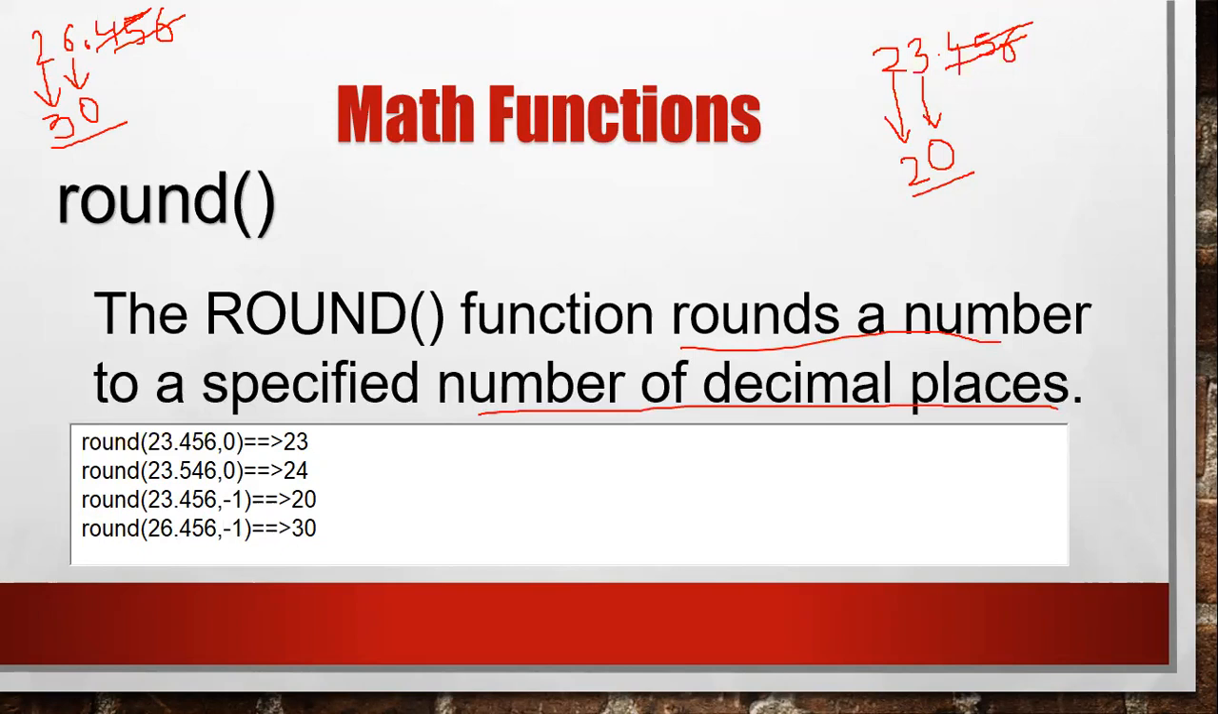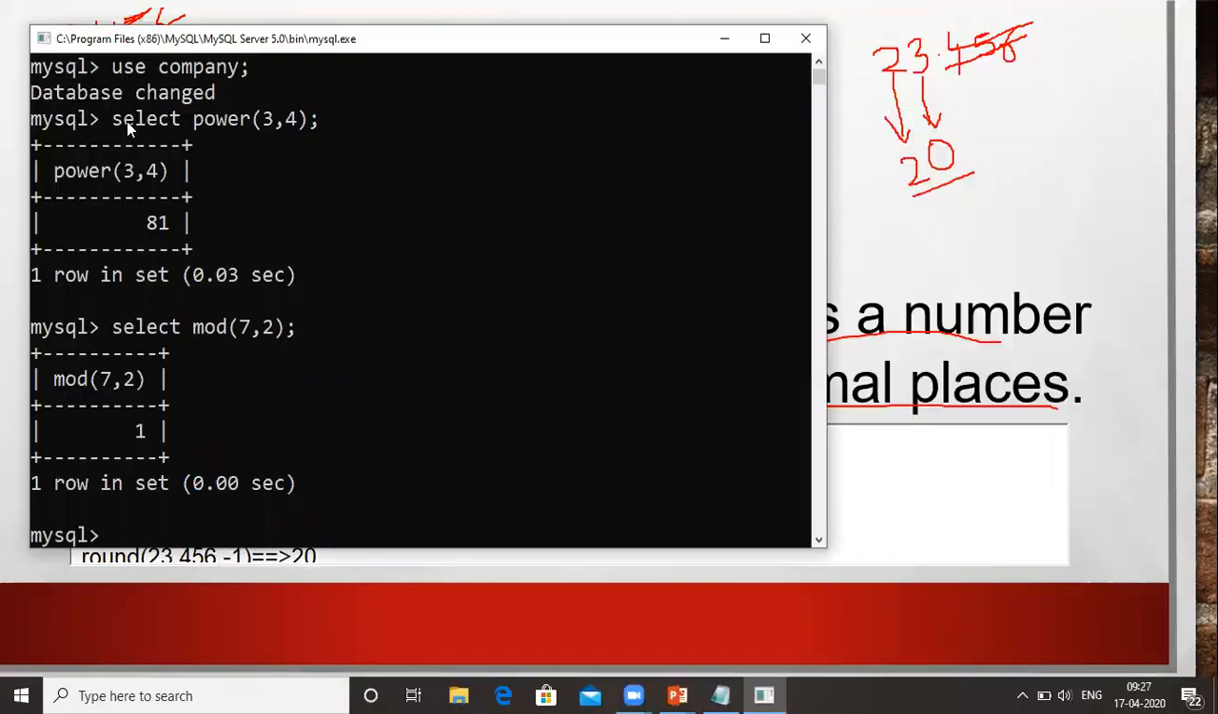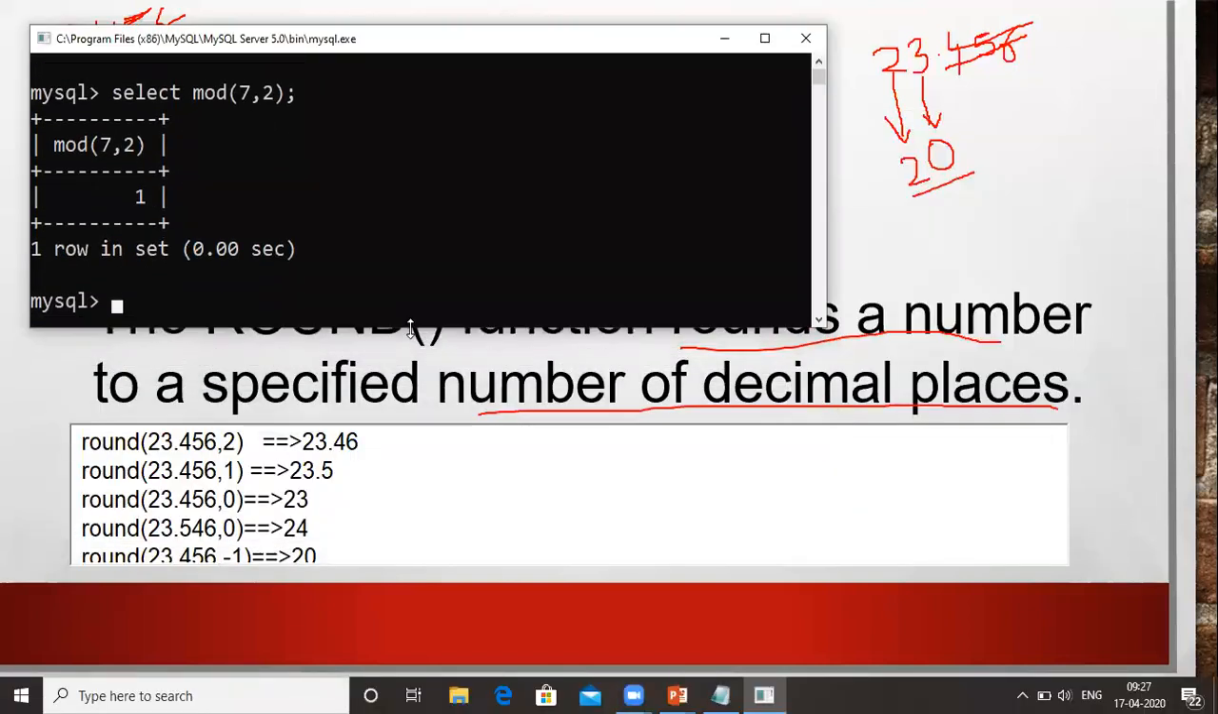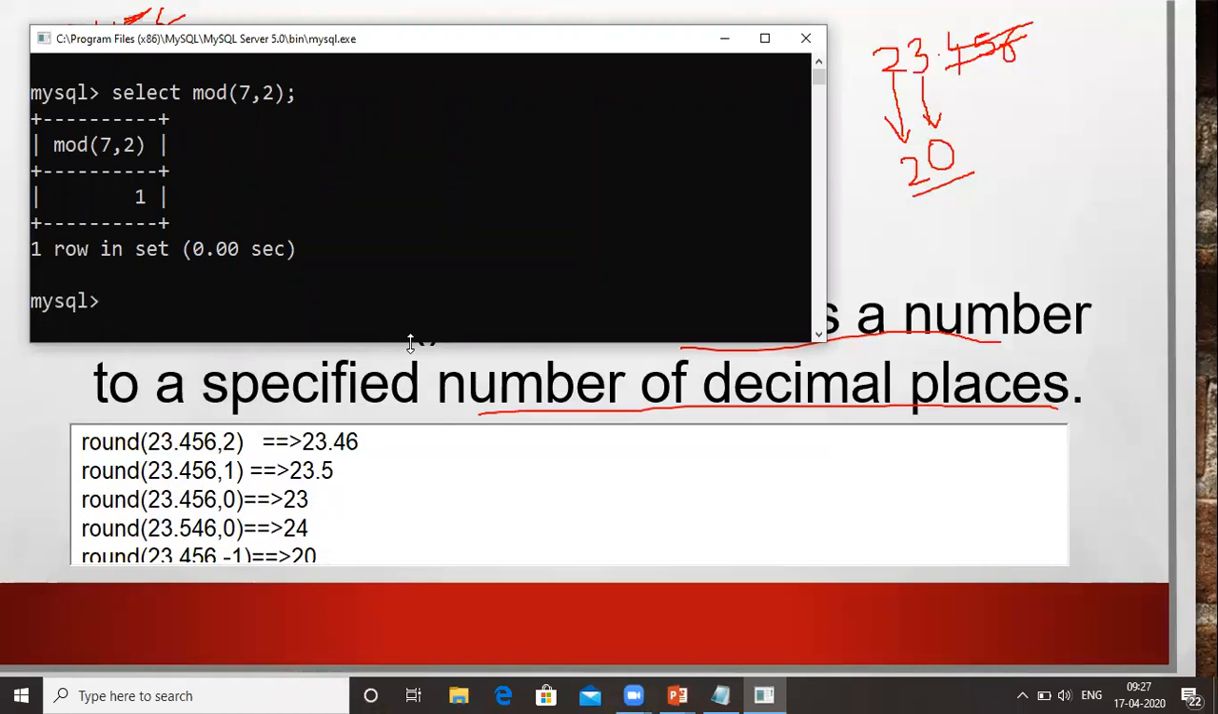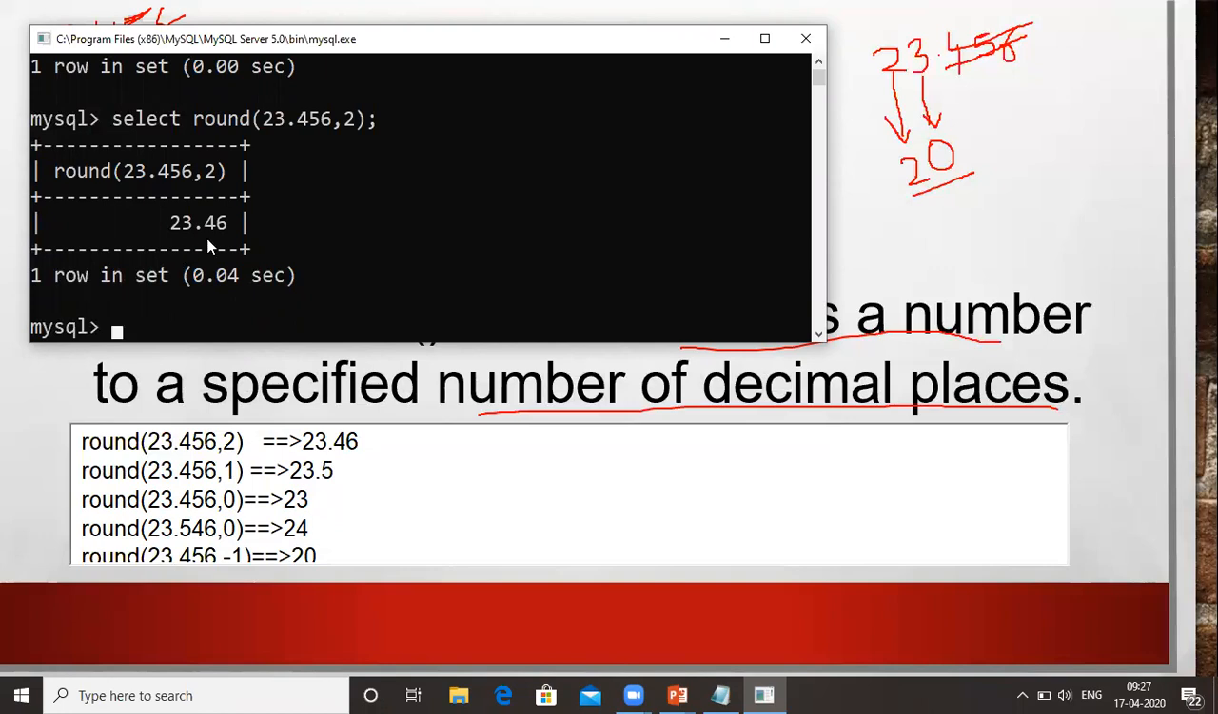Right? So let us test all these cases one by one in our MySQL. Okay, so the first one is SELECT ROUND(23.456, 2). Okay, so the first case is this. You can see that we are getting the answer as 23.46. And if we reduce this number by 1, then we get the answer as 23.5. Let's see it. So you can see that over here we are getting the answer as 23.5.